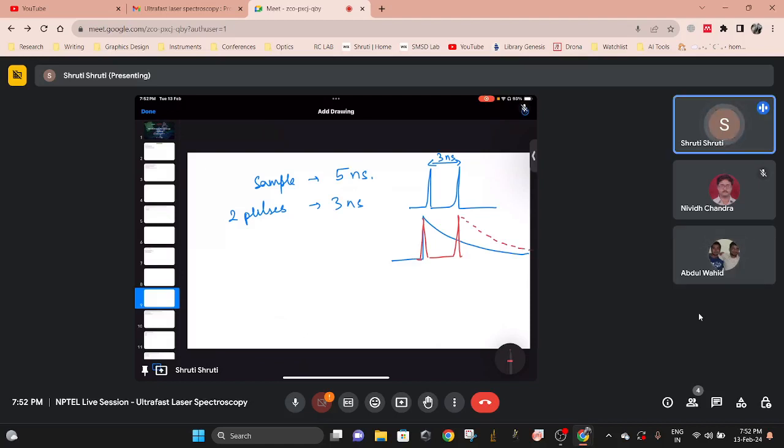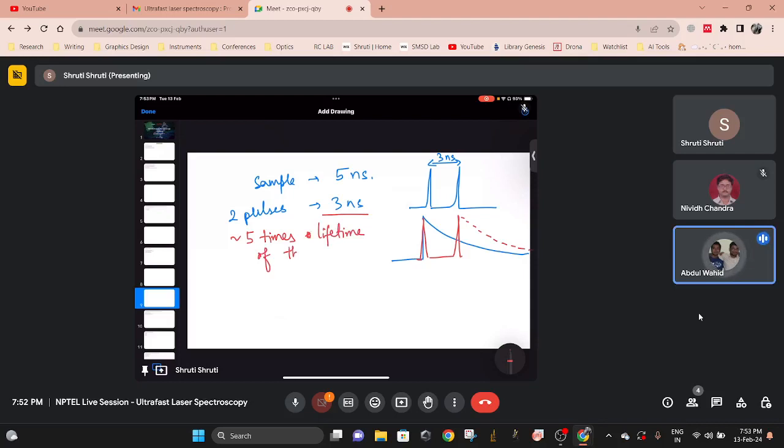We always have to make sure that this kind of thing, this is called the pulse pileup effect, does not happen. We need to have the repetition rate, or the time between two pulses, be around 5 times the lifetime of the sample.